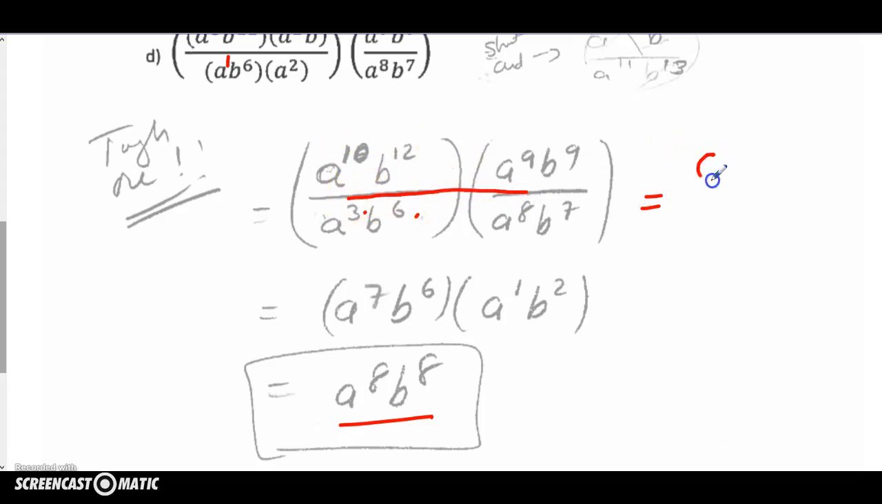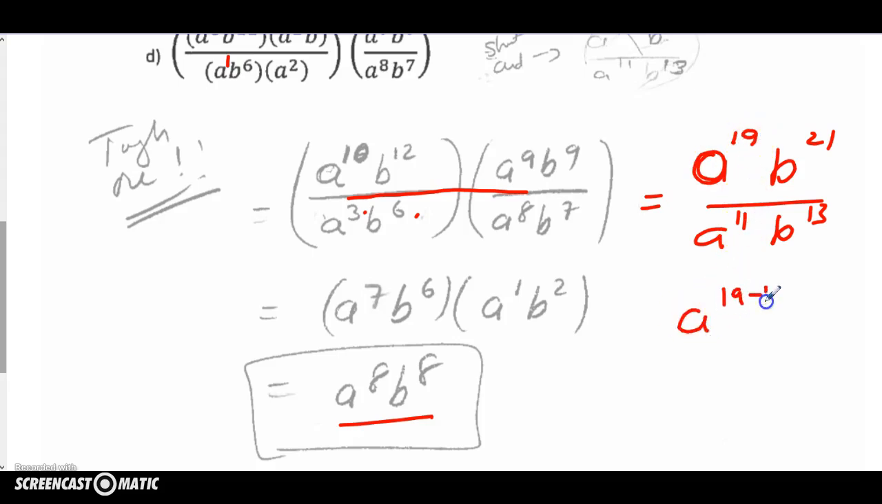And I'll just do this to show you that it doesn't matter which way you do it. I have 10 here and 9 here, so that's 19 once I add them together. I have 12 and I have 9, so I have 21. On the bottom, I have 3 and I have 8, which is 11. Okay, so I'm going to add because I'm multiplying. And 6 and 7 is 13. And now I'm going to divide. So 19 subtract 11. 21 subtract 13, 8, and 8.